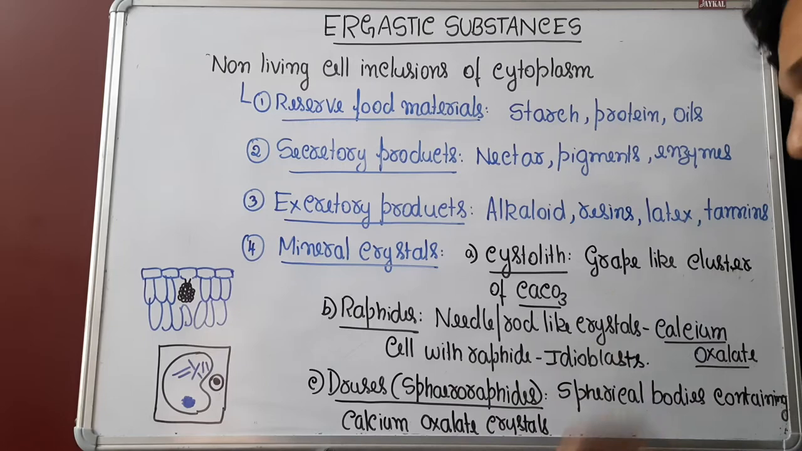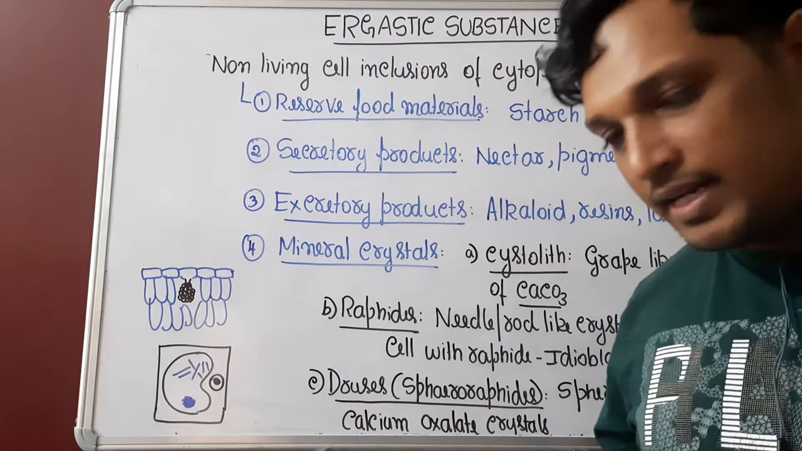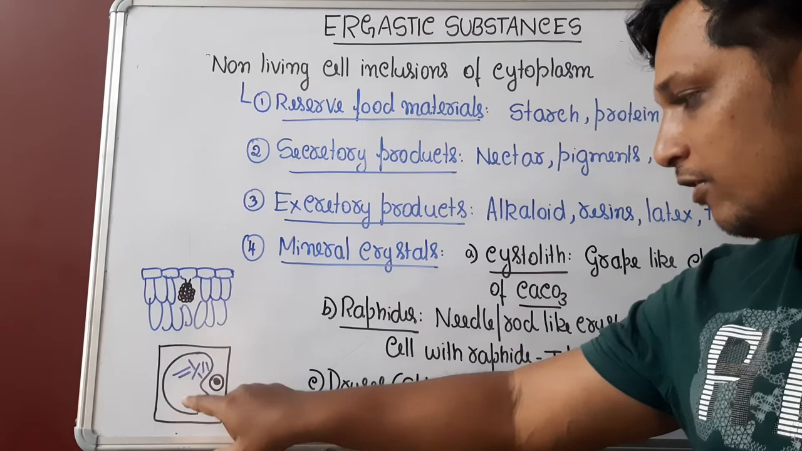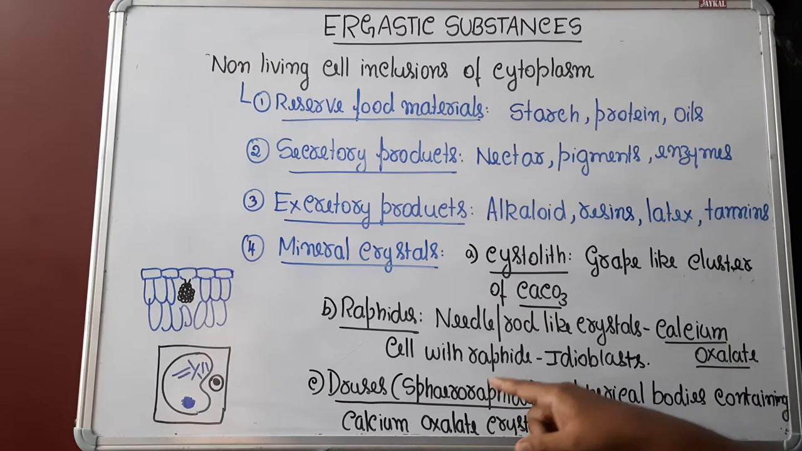Any cell which has these calcium oxalate needle-shaped crystals is said to be an idioblast, a cell with raphide. Next, druses. These are druses. Again, they are shown inside the vacuole. Druses are also called spherorapides. These are spherical in shape and they contain calcium oxalate. Like raphide, druses are made up of calcium oxalate, but the difference is in terms of shape. So druses are spherical bodies made up of calcium oxalate crystals.